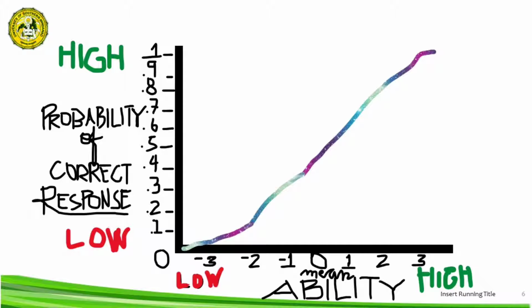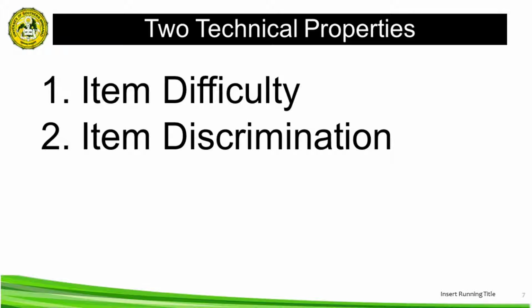So as an example of an item characteristic curve, you can see there it is monotonically increasing. It means that it is not decreasing. If it is decreasing, you should omit the item. And also, it follows the shape of a logistic function. Logistic function means it is a shape. An item characteristic curve is a graphical representation of two technical properties, which are the item difficulty and the item discrimination, which have been discussed earlier.